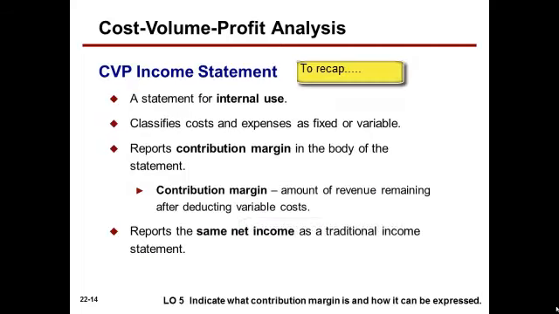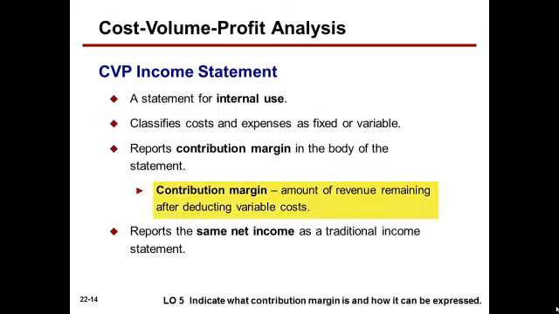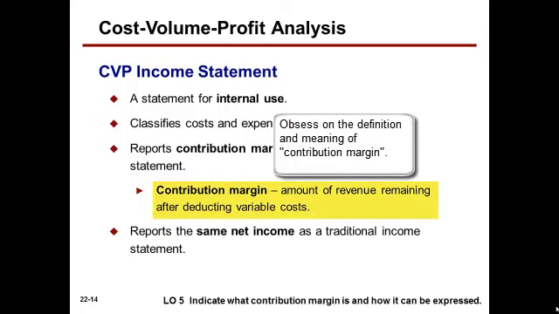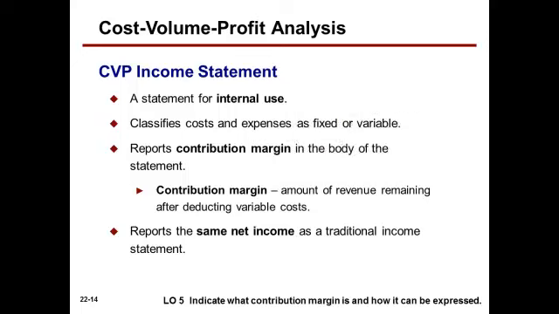A CVP income statement is one for internal use only. It classifies costs and expenses as fixed or variable. It reports contribution margin in the body of the statement, as we've seen. Contribution margin being defined as the amount of revenue remaining after deducting all variable costs. And it reports the same net income as a traditional income statement.